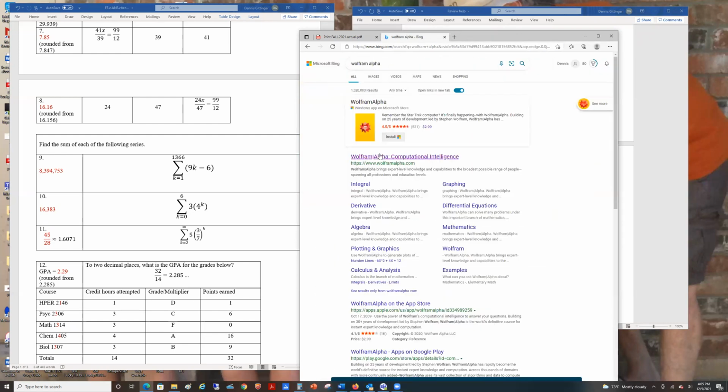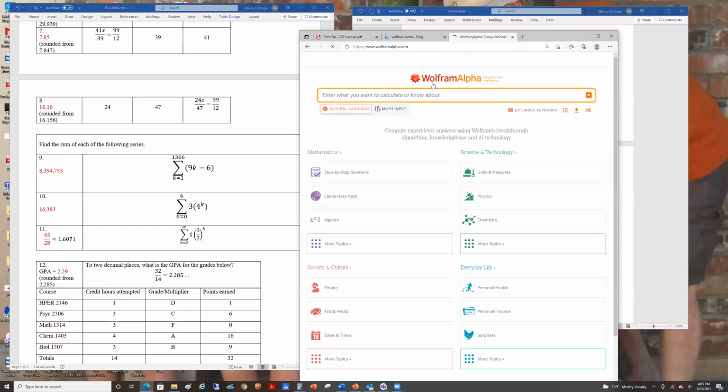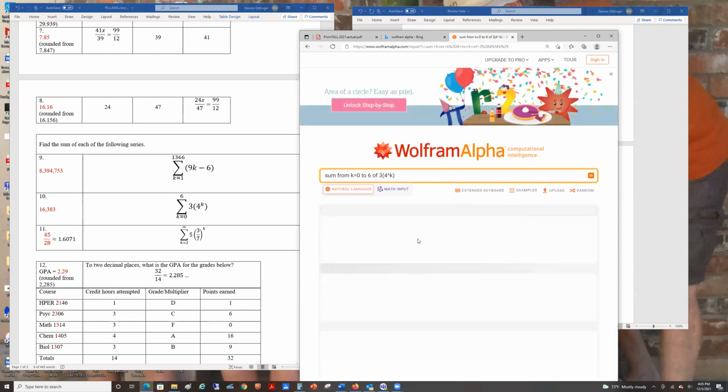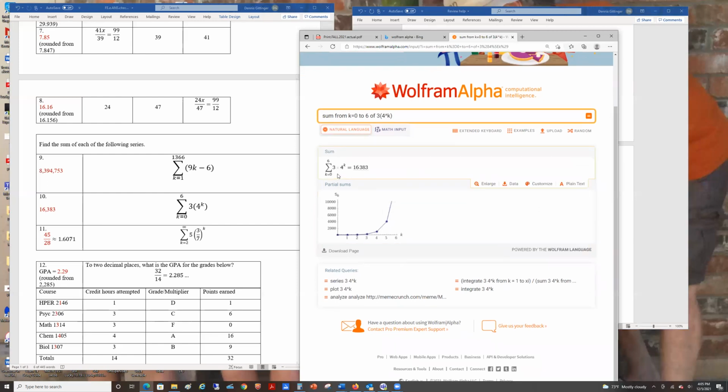That's not what I wanted. I wanted this one. And let's see if what he interprets this to mean is what we want to mean. 3 times 4 to the k is 16,383. Yep, that's the answer from 0 to 6, 16,383.